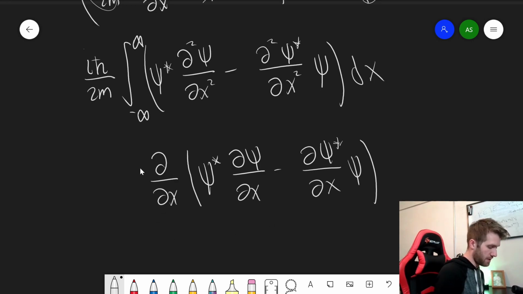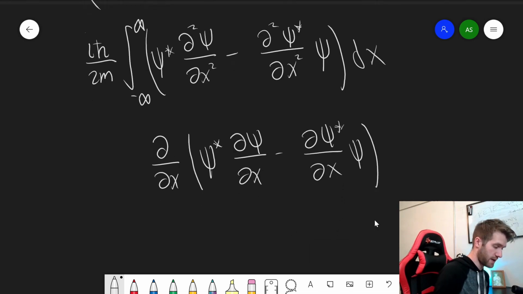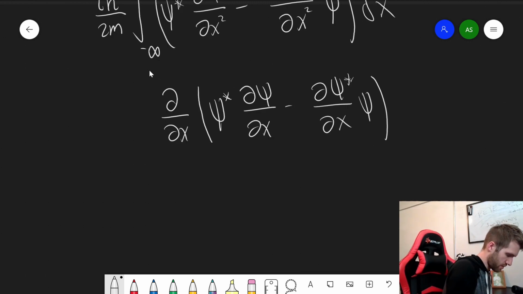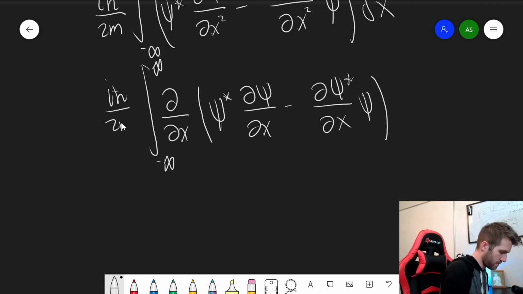And if you were to apply this differential back in here, you'd basically have to take the product rule to both of these terms here and both of these terms, and what you'll see is there's a common factor that cancels out, and it just leaves you back with this. So this is in fact true. So we can do that. So we're going to integrate that from minus infinity to positive infinity of i h bar over 2m dx.